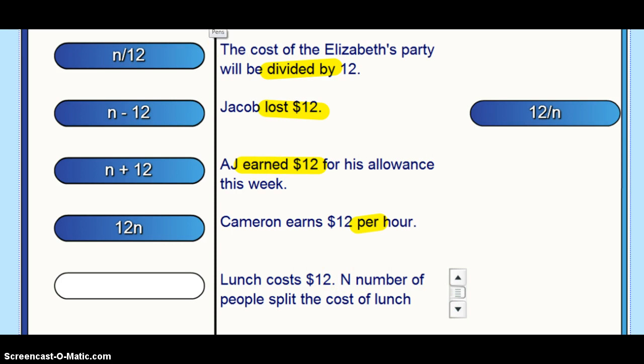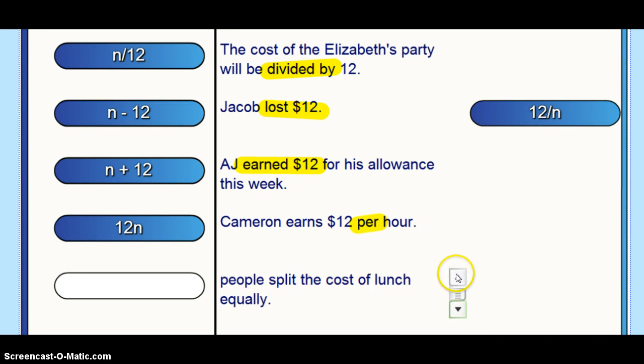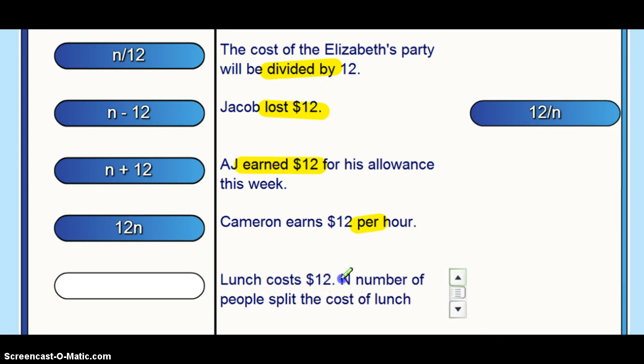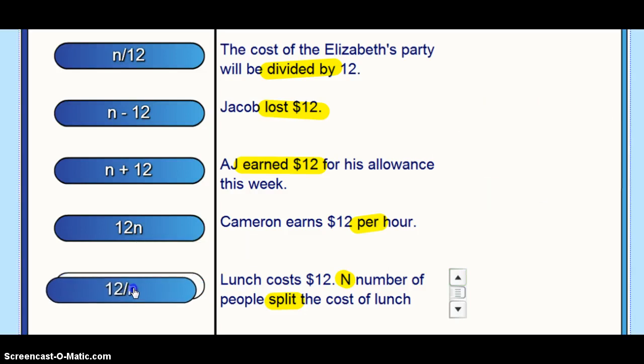The last one says lunch costed $12. So this time we know what we're starting with, but we don't know how many people there were at lunch, but they're all going to split the cost equally. So if n number of people are going to split the cost. Split, you should recognize as a division. Then we know that we're starting with $12 and we're going to split that cost by n number of people.